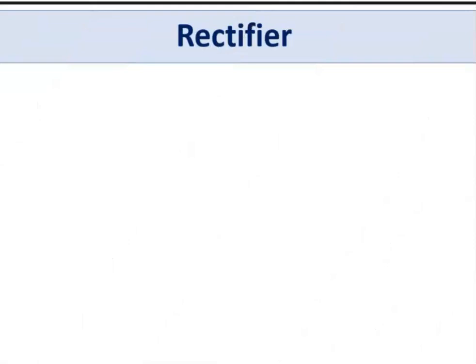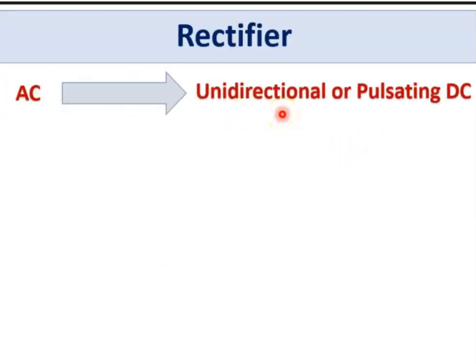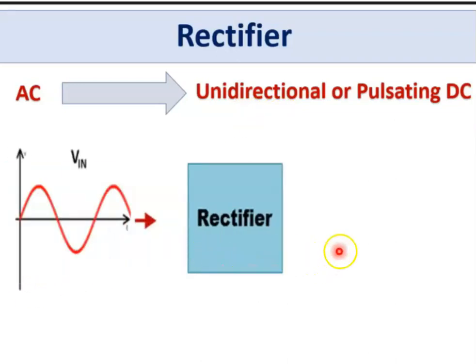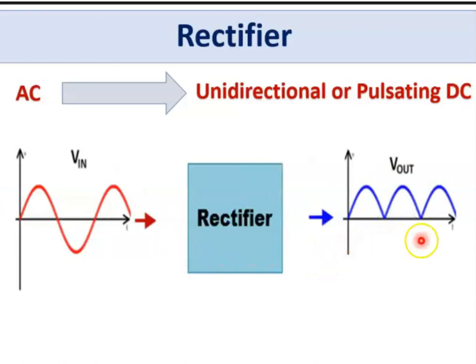So let us define the rectifier circuit. It is a circuit which converts AC into a pulsating DC, or you can say unidirectional AC. So this is the input signal. After rectification, you will get unidirectional AC. So this is a very important step in the process of converting an AC signal into a DC.